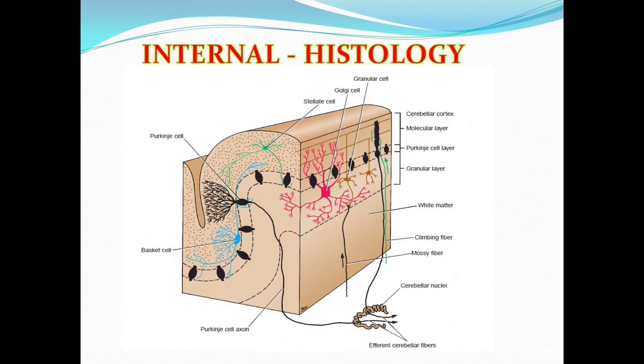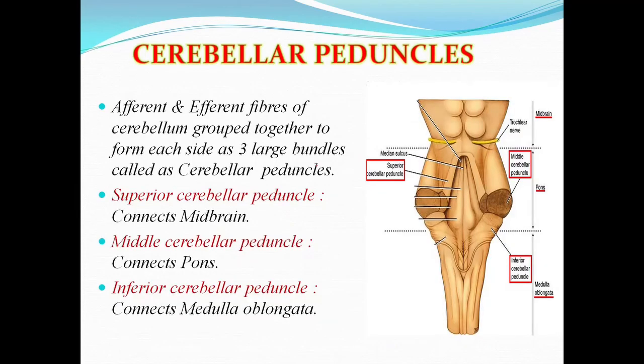Then histologically, we study the cerebellar cortex. We study three very important layers in the outer gray matter: the molecular layer, the Purkinje layer, and the granular layer. And inside the inner white matter, you can identify different types of fibers called climbing fibers and mossy fibers, and different types of axons which interconnect with the cerebellar cortex.